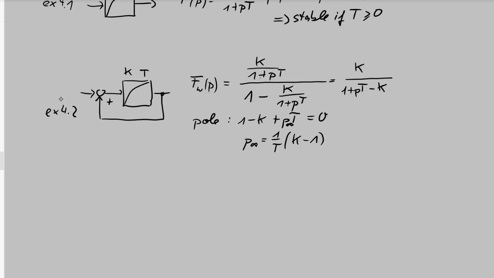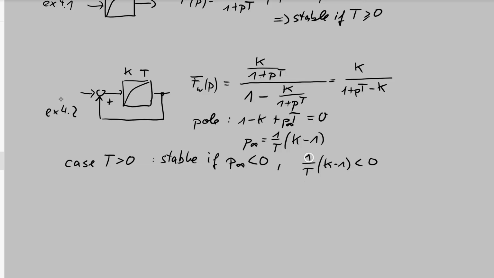Of course the sign depends on the sign of t and k. K can be positive or negative, any value between negative infinity to positive infinity. T could also be positive or negative, so we have to investigate two cases. Case t positive, then we see, stable if and only if p infinity is negative. So we have to check, stable if 1 over t times k minus 1 must be negative.